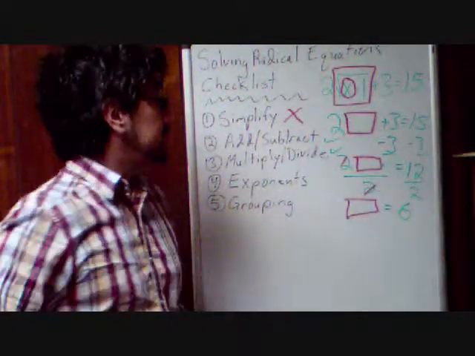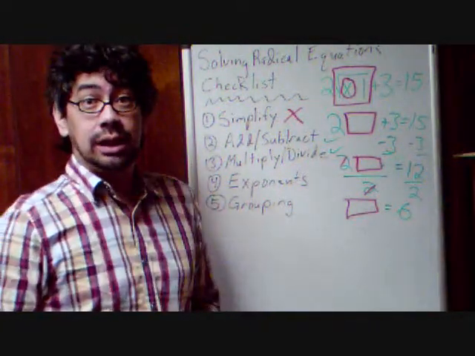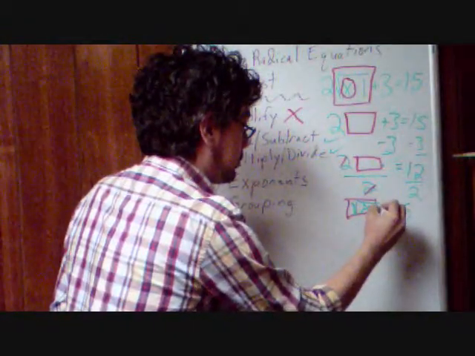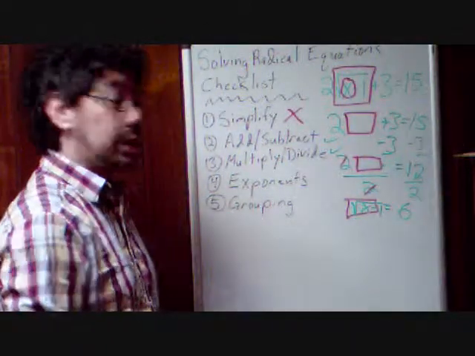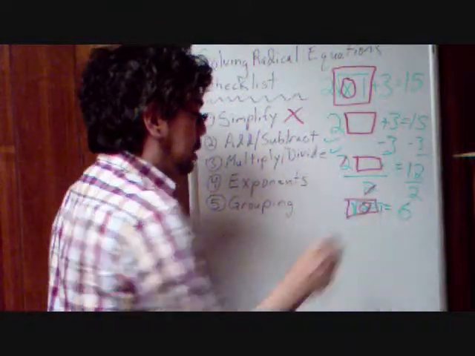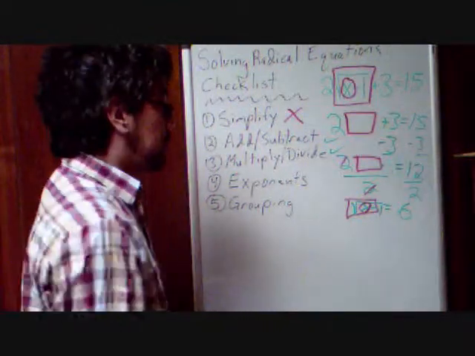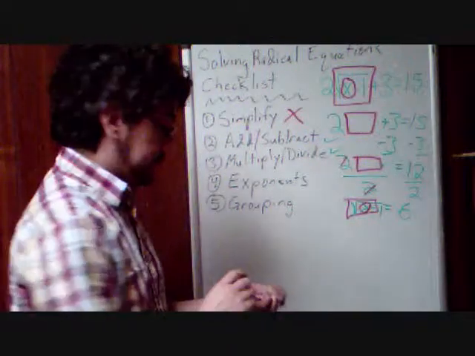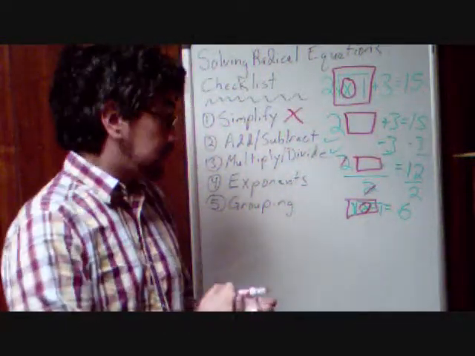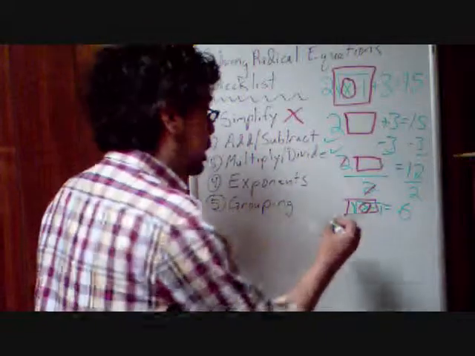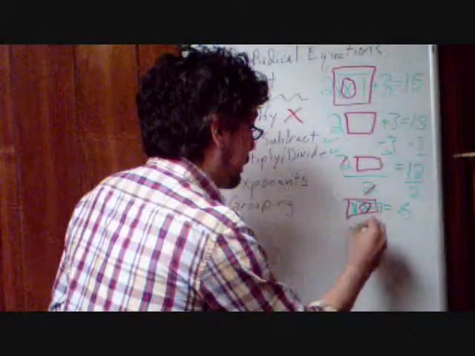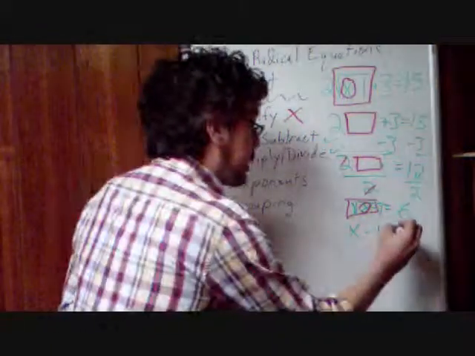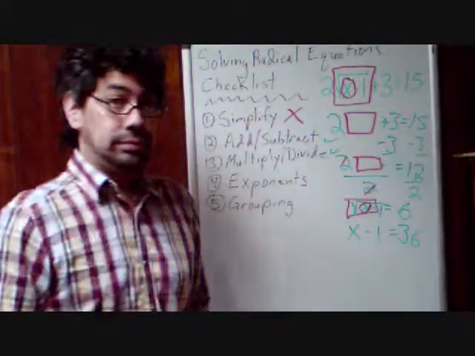So let's go back and fill it in with square root of x minus 1. Again, we're isolating the x now. So what's the opposite of taking the square root? Opposite of square root, square. So we're going to square both sides. When we square the square root of x minus 1, we just drop the square root symbol. And so we have x minus 1. And when we square 6, we get 36.